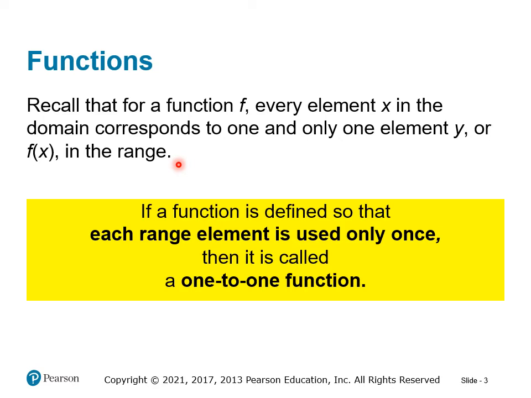Sometimes it's necessary, if we don't want the output values to be used more than once, we want there to only be one time when you can have an output value. We can limit the range so that each input uses one and only one output y value, and then this is called a one-to-one function.